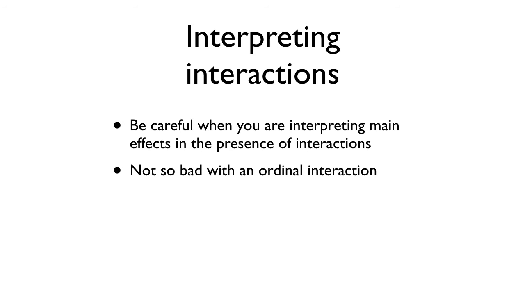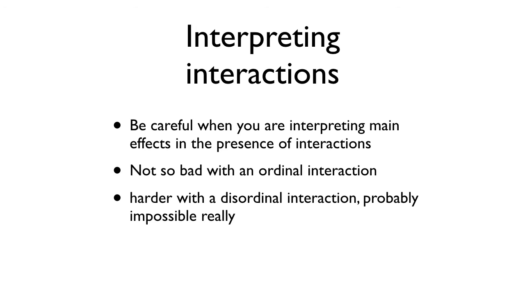So with a disordinal interaction, it's much harder to talk about main effects. In fact, you might want to just avoid talking about them altogether. Are they there? Yes. But can you interpret them? Without talking about the interaction, you can't. So it's probably impossible to talk about the main effects without talking about the interaction. So why do it? It seems to me at this point you say, no, I can't do that.